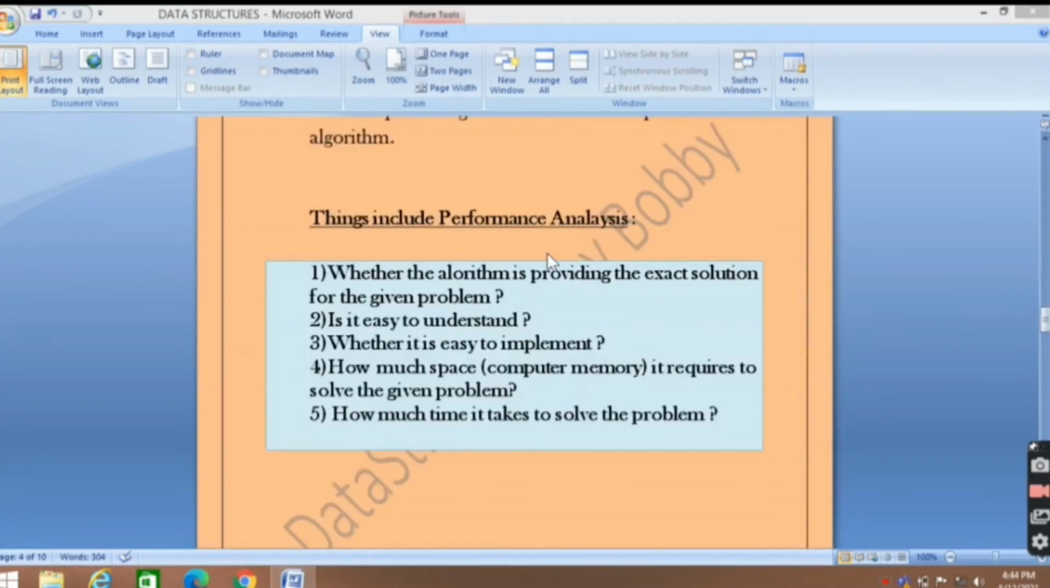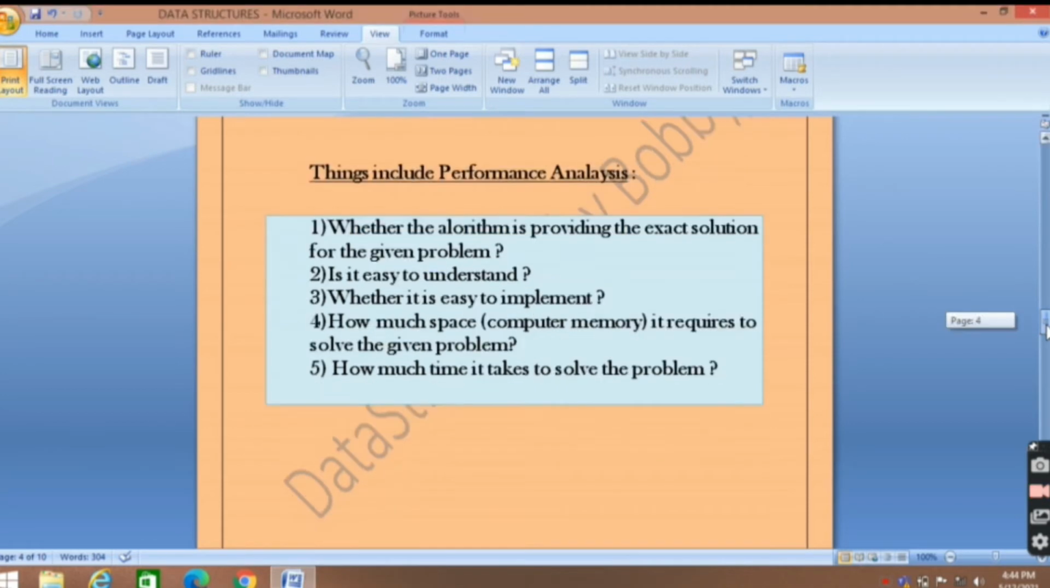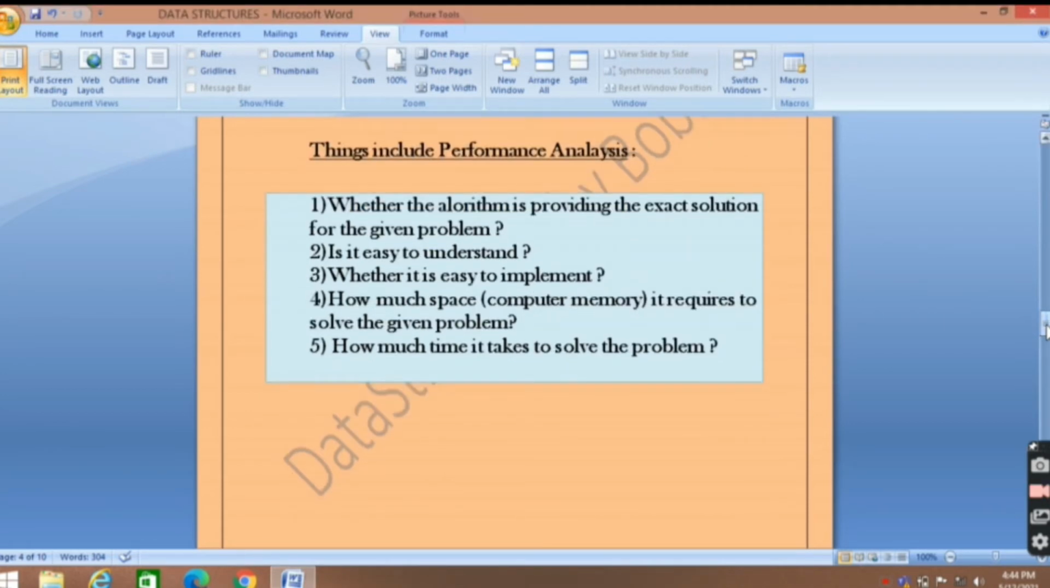Okay, see here, things included in performance analysis. First one, whether the algorithm is providing the exact solution for the given problem. Whatever algorithm you have written should provide exact logic and every resource for the given problem. The second one is that it is easy to understand. The algorithm should be very easy to understand. It should not be very complicated, so that whenever you see the algorithm, you should be able to write the program easily.